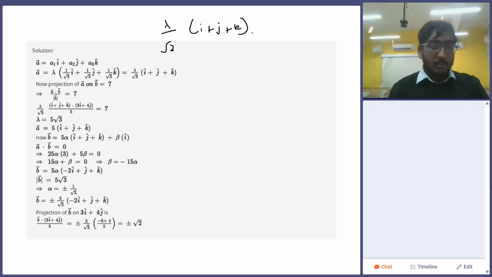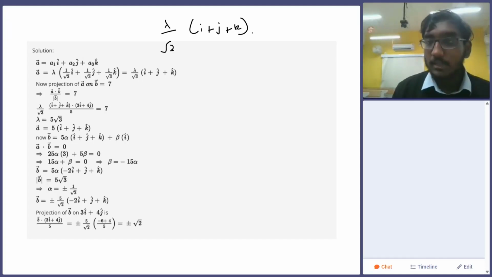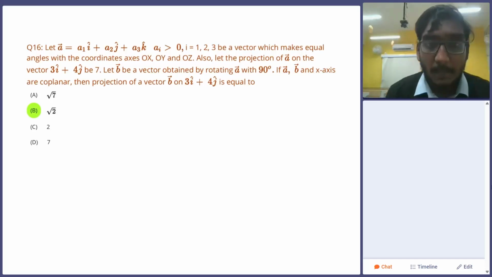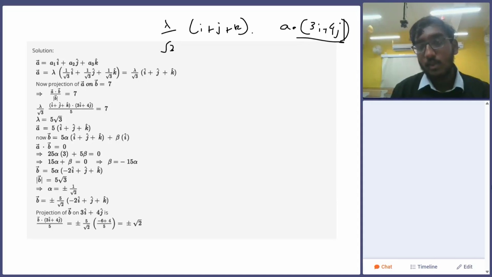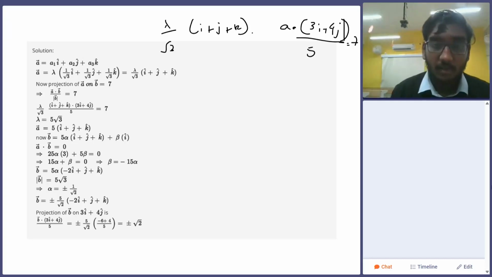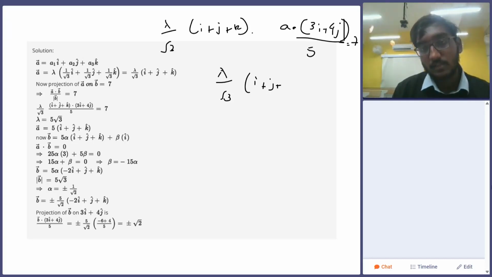And also given that the projection on B, some vector, okay, they have given some vector, right? Projection of A on this vector is 7, 3i plus 4j. That means A dot that vector, 3i plus 4j, upon modulus of this vector, that is root of 3 square plus 4 square, 5, is 7. So that means A dot this vector is 35, correct? So what is A? Lambda by root 3 into i plus j plus k dot 3i plus 4j equal to 35.